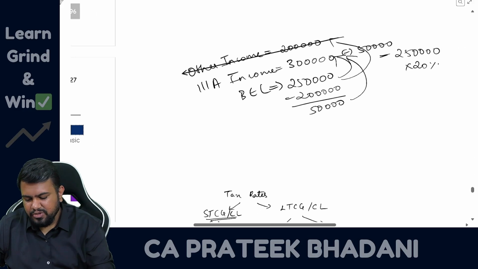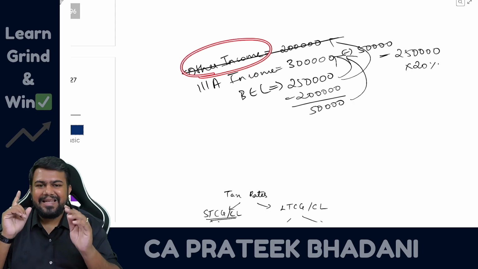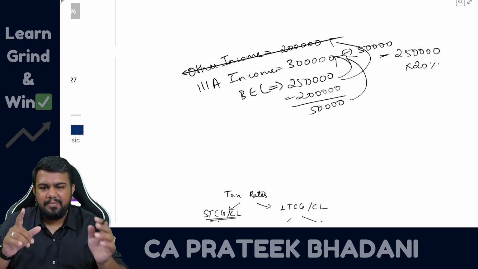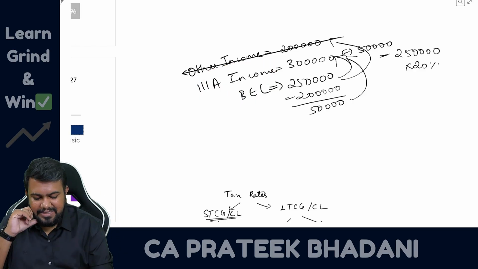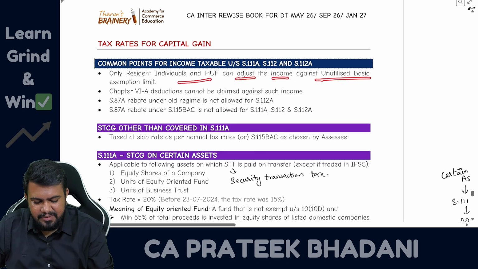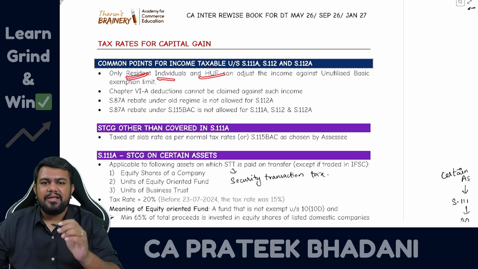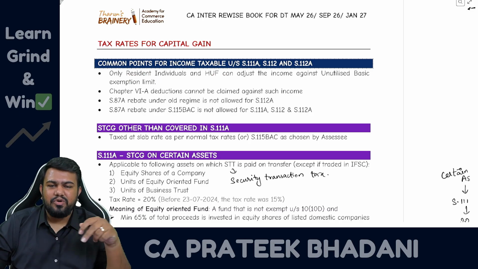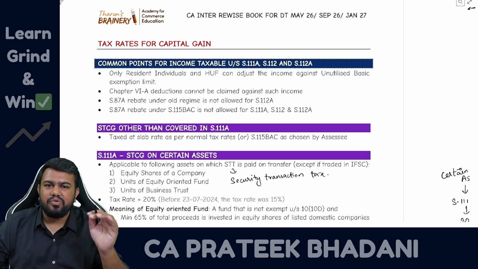You get my point? So always when you are having basic exemption limit, first use the other income, that is slab rate income, to reduce the basic exemption limit. But if you are having 111A income, 112A income and 112 income, then you can reduce against unexhausted or unadjusted basic exemption limit, which is nothing but this 50,000. So only resident individual and HUF can adjust the income against unutilized basic exemption limit. If an individual or HUF is not a resident, then you cannot use the basic exemption limit to adjust these incomes. Then chapter 6A deduction is not allowed against 111A, 112 and 112A.